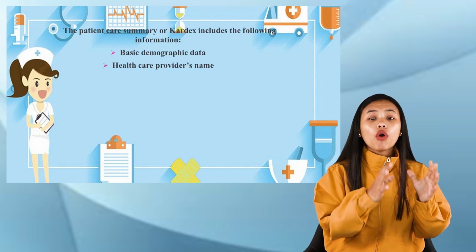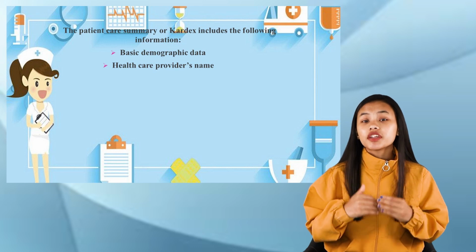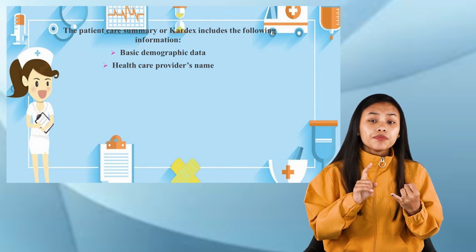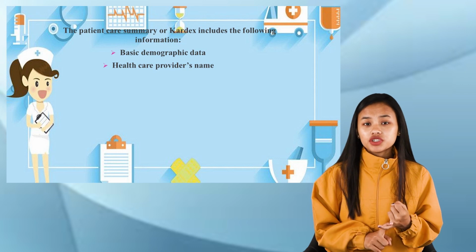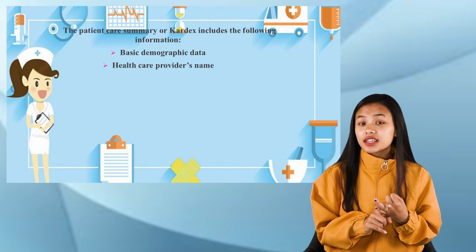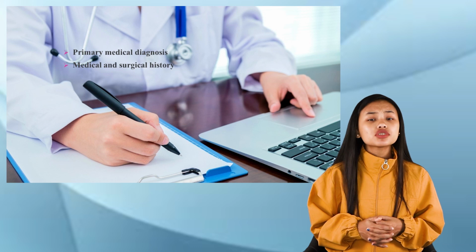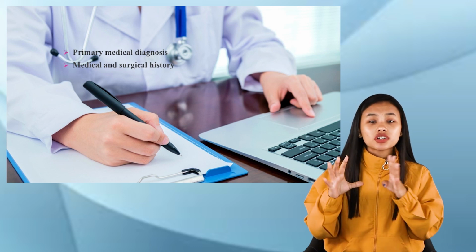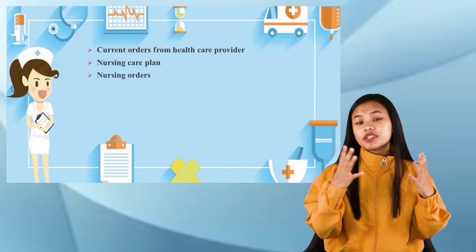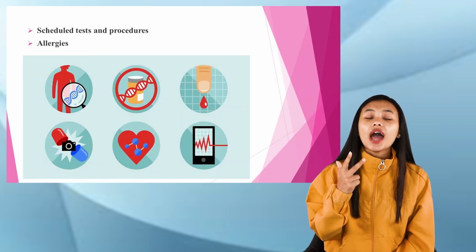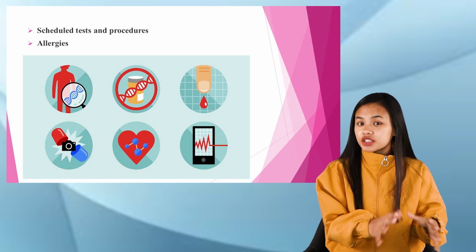The patient care summary or the Cardex also includes the following information. That is the basic demographic data, which includes the name, the age, the sex, the educational qualification, the occupation, the marital status, etc. Then the healthcare provider's name and also the primary medical diagnosis. Along with that, it also includes the medical as well as the surgical history of the client, any current orders from the healthcare providers, the nursing care plan, the nursing orders, any scheduled tests or procedures, as well as any allergy that that particular client is having. So these are the various things that will be included in the patient care summary or the Cardex form.